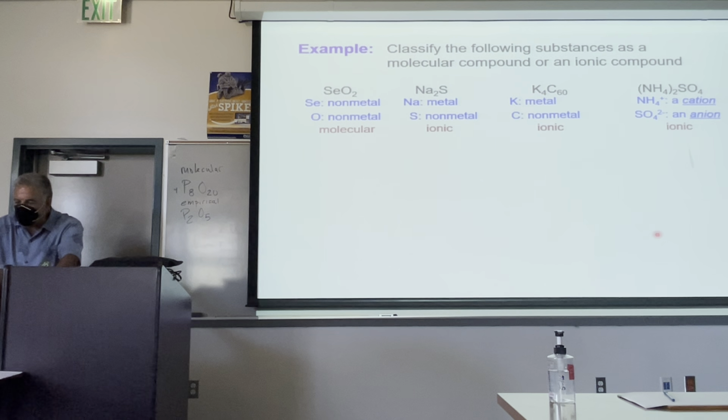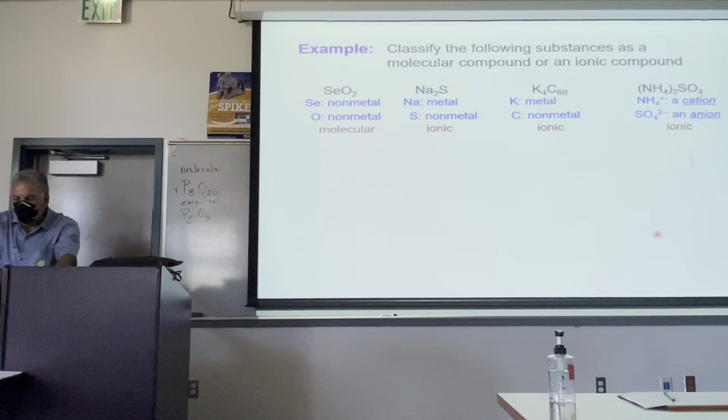Classify the following substances as a molecular compound or ionic compound. Well, that's a great slide, Jim. So if we look at SeO2, let's name that selenium oxide, right? Selenium is a nonmetal, oxygen is a nonmetal, so it's a covalently bound molecular compound. Sodium, column 1, metal, sulfur, nonmetal, ionic compound.